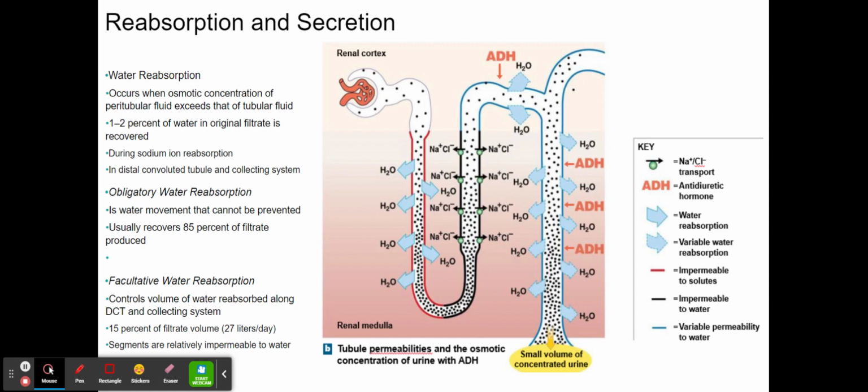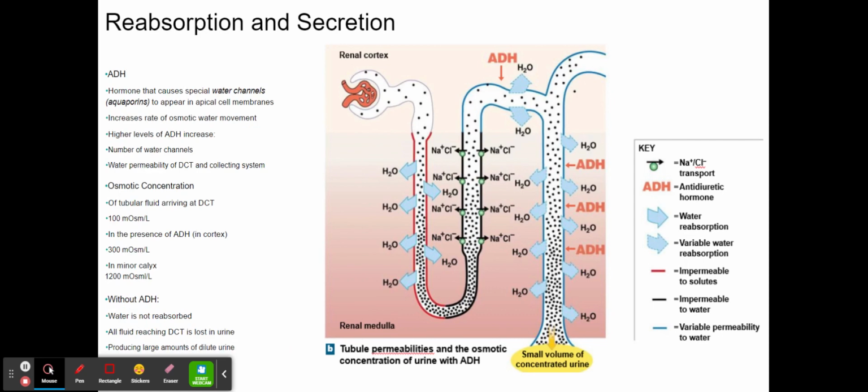This remaining water represents about 15% of the filtrate volume, or approximately 27 liters per day. The amount reabsorbed can be precisely controlled by a process called facultative water reabsorption. Precise control is possible because these segments are relatively impermeable to water except in the presence of ADH. This hormone causes special water channels, or aquaporins, to be inserted into the apical plasma membranes. These water channels dramatically enhance the rate of osmotic water movement. The higher the circulating levels of ADH, the greater the number of water channels and the greater the water permeability of these segments.